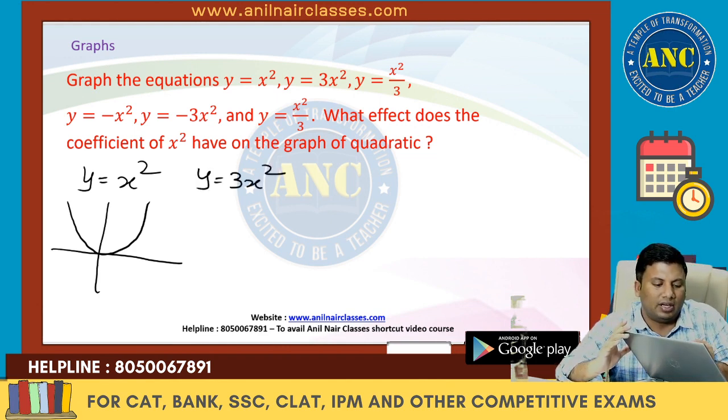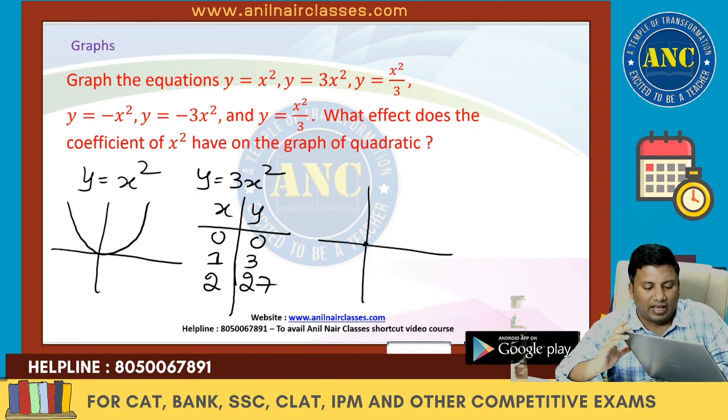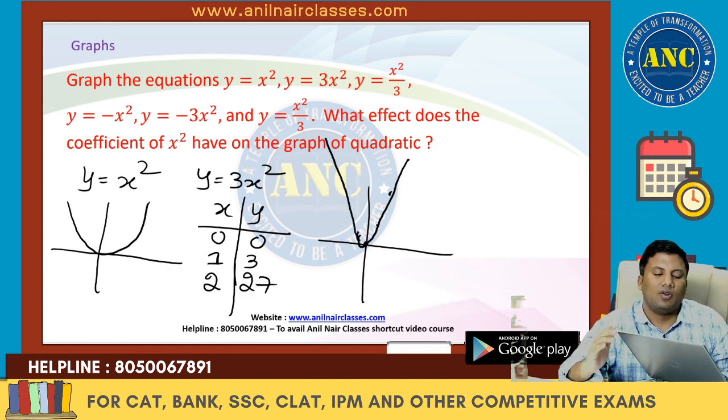Simple point. First I will draw the table. x is 0, y is 0. x is 1, y is 3. x is 2, 9 threes are 27. So the graph will be like that only. x is 1, y is 3. x is 2, y is 9. x is minus 1, it is 3. x is minus 2, it is 12. I hope it is clear.